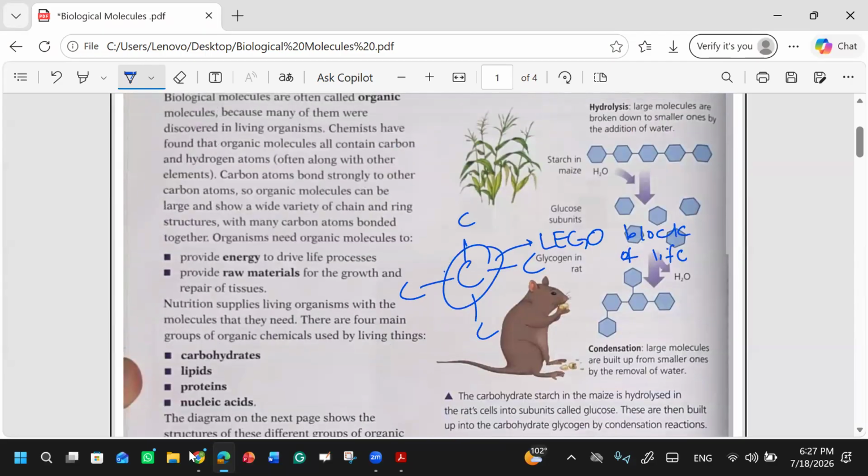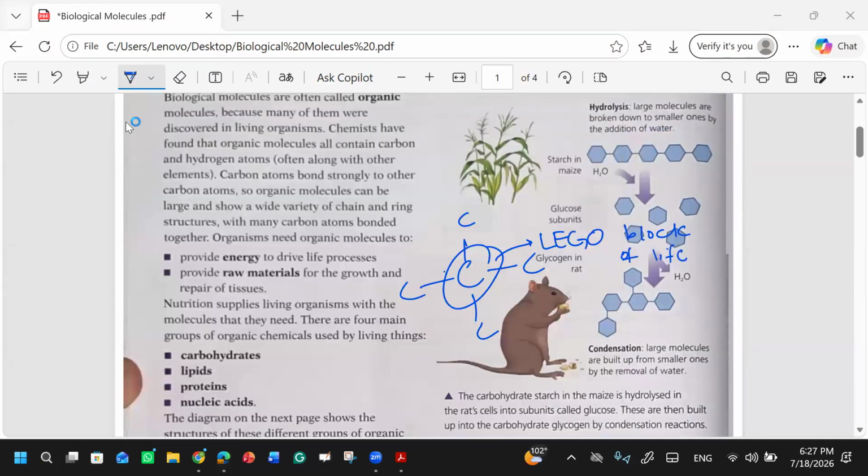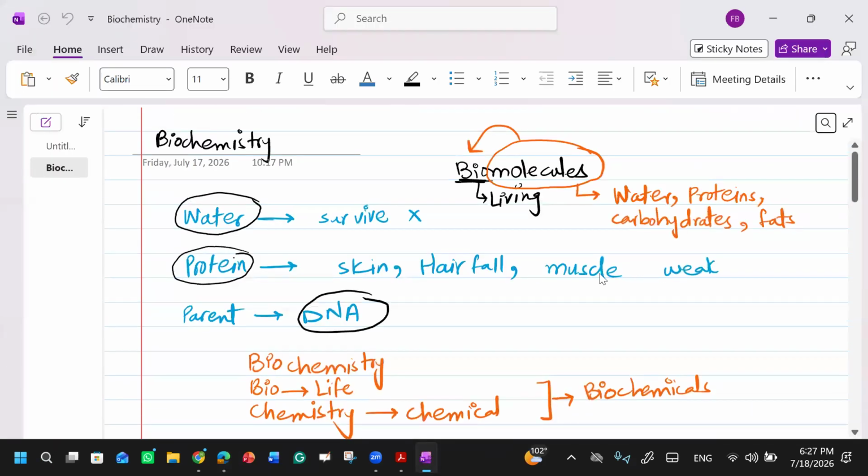One more thing I want to discuss with you related to this. I have prepared a lecture. As I told you, biomolecules, what are these? These are present in the living organism, just like water, proteins, carbohydrates, fats.